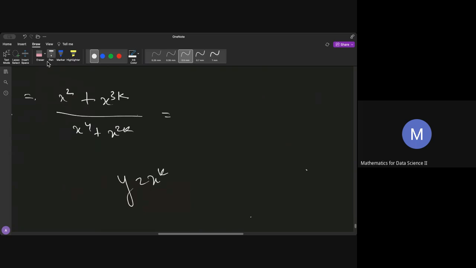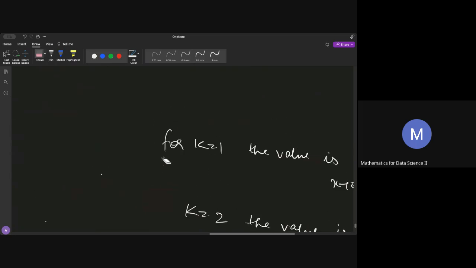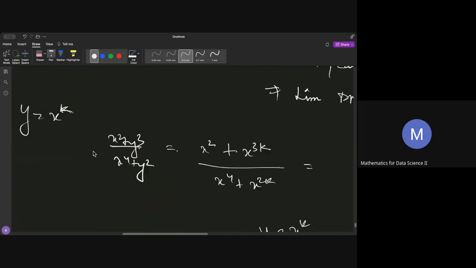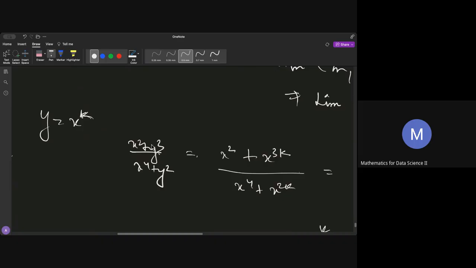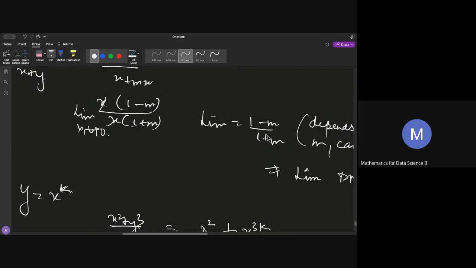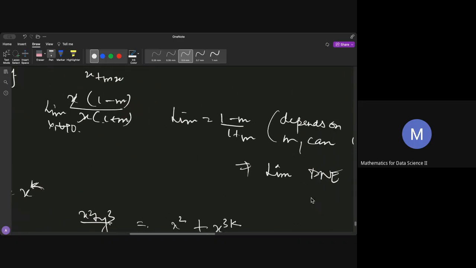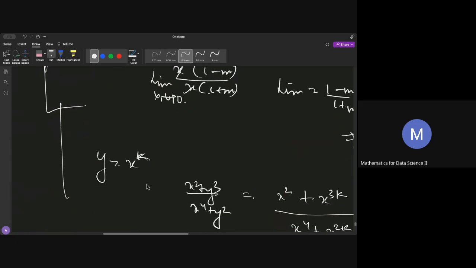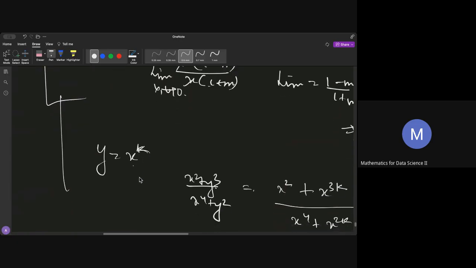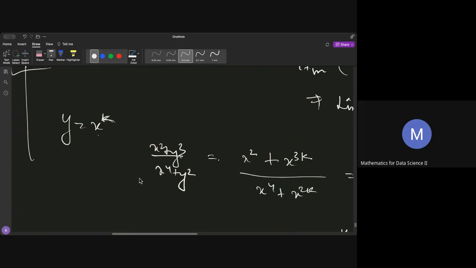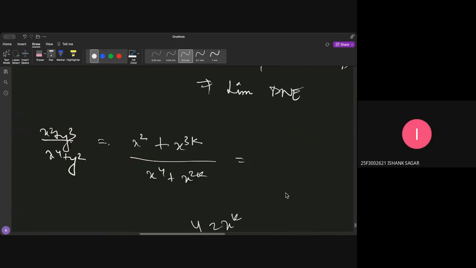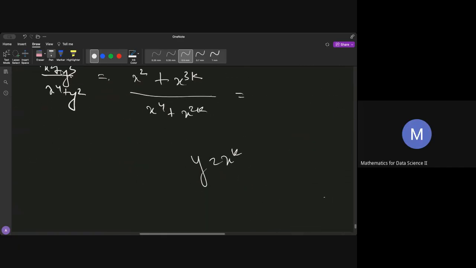Maybe this example is not working for this particular k case, but for different values of m in this one, you're getting different values of the limit, right? That's why the limit does not exist. Similarly, in some cases, for different values of k, you get different values of the limit.